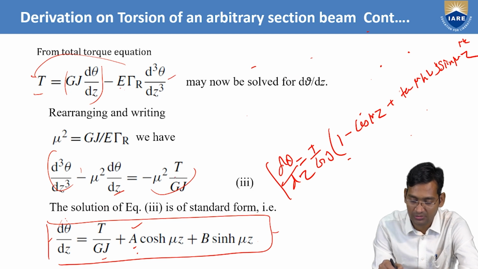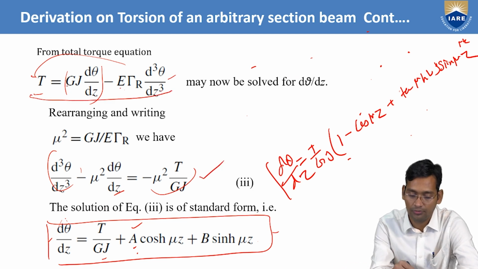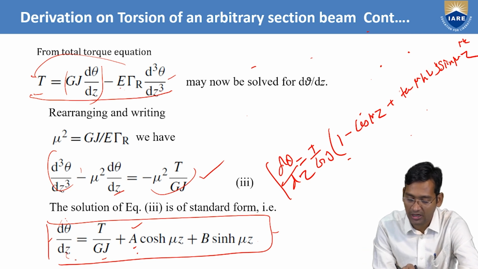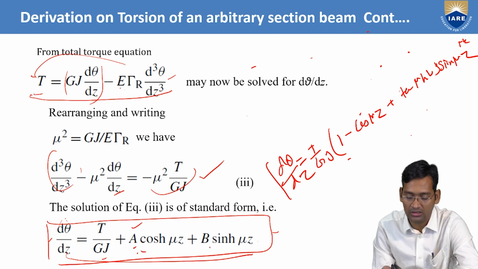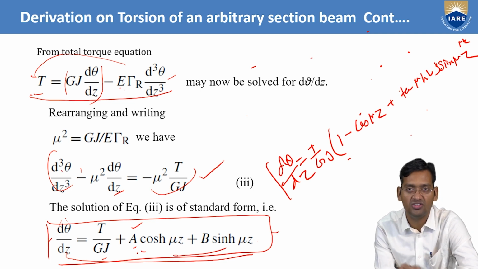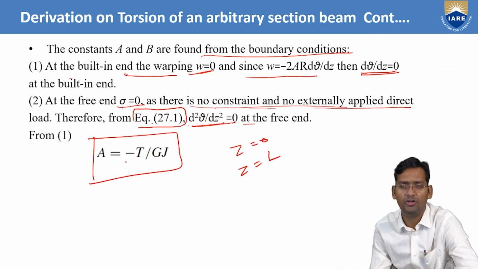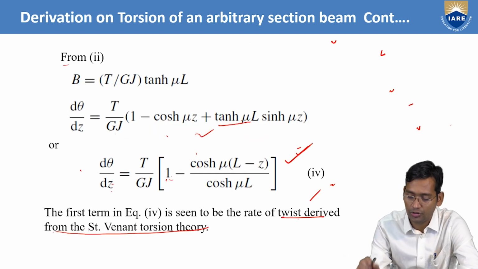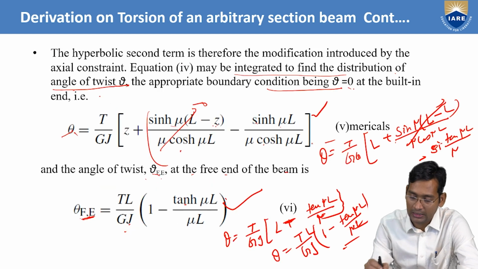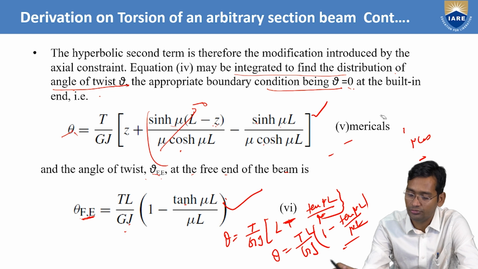So for rate of twist, we simplified this equation, right, from the Saint-Venant and this one to the total torque equation. After that we found the d theta by dz, that is the rate of twist. Here that comes in the form of a differential equation. After solving the differential equation, we will get this one, right, from applying the boundary conditions, and then rate of twist. Then third is angle of twist. So theta is here, angle of twist.